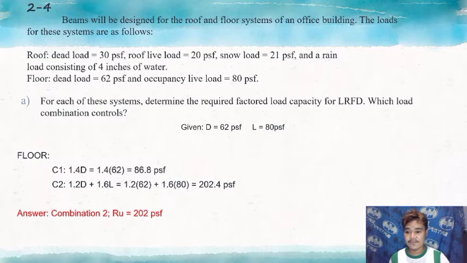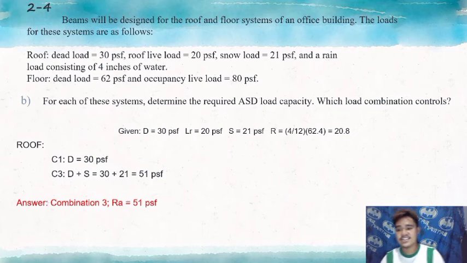And for our floor system, we have combination 1, which is 1.4D, which is 86.8 PSF. And for our combination 2, we have 1.2D plus 1.6L, which is equal to 202.4 PSF. So the required factored load capacity for our floor system is the 202 PSF from our combination 2.